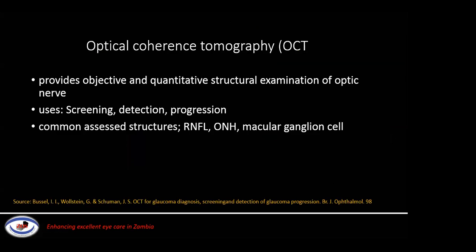Optical coherence tomography provides objective and quantitative structural examination of the optic nerve. It can be used for screening, as we know that in glaucoma, most patients will present asymptomatic. So we can use the OCT to screen. It can also be used for detection and for monitoring the progression of glaucoma. The most assessed structures when using OCT are the retinal nerve fiber layer, the optic nerve head, the macular ganglion, and the macular ganglion cell.